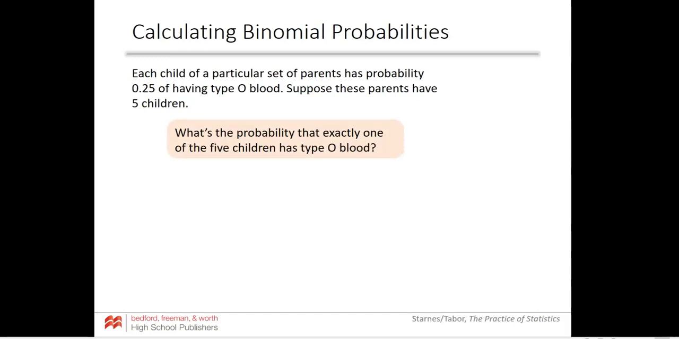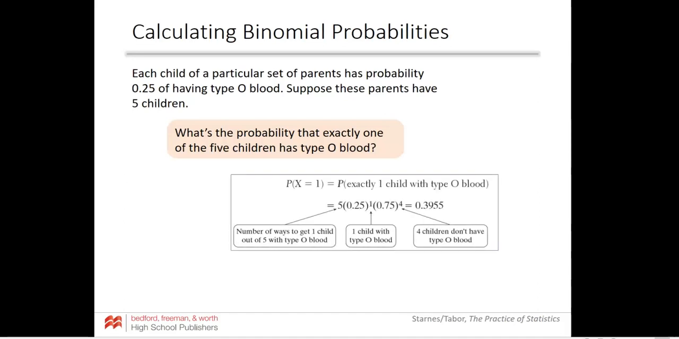So first I'm just going to show you this. I don't know how helpful this is. I really use the formula almost exclusively here, but they're trying to do this problem without the formula. See if the reasoning makes sense to you. If it does, this is great. So you want to get exactly one child with type O blood.